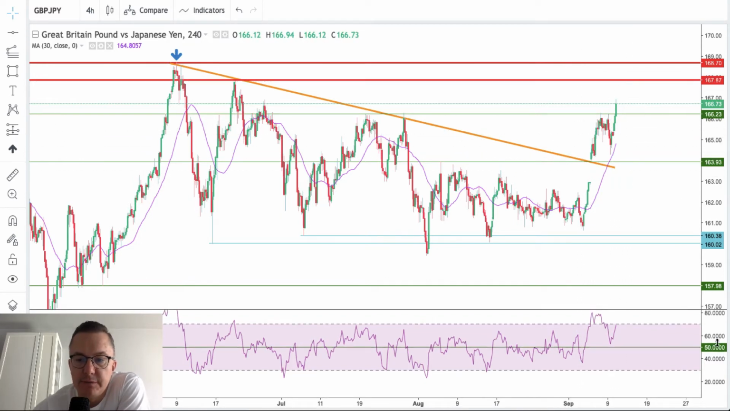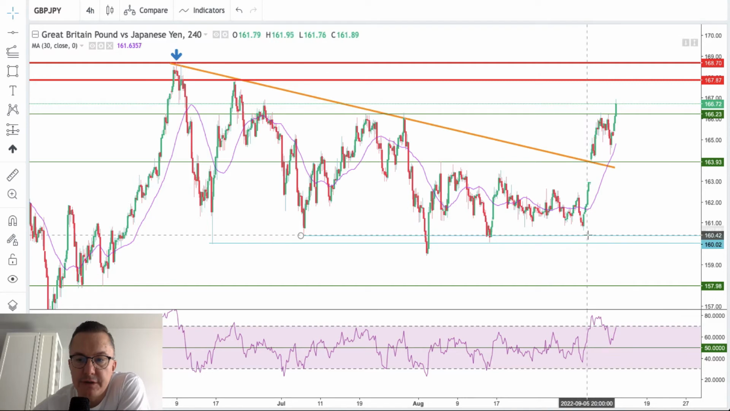Of course, the momentum is not as strong as it was after this rally happened towards the technical resistance. So we might say there is a bearish divergence here between price and the momentum oscillators. So please be very careful trading this pair above 167.87. Beware of the false breakouts on the British pound to Japanese yen.